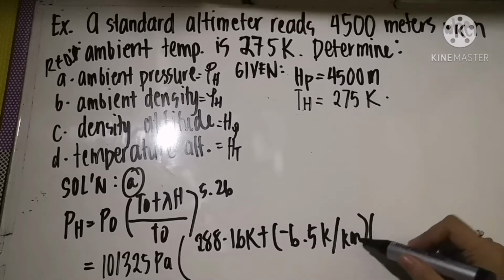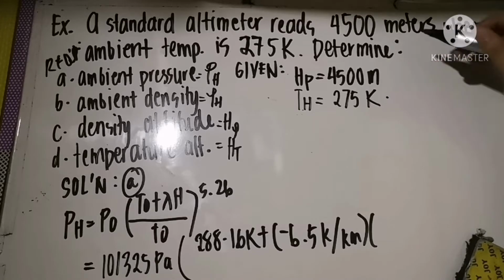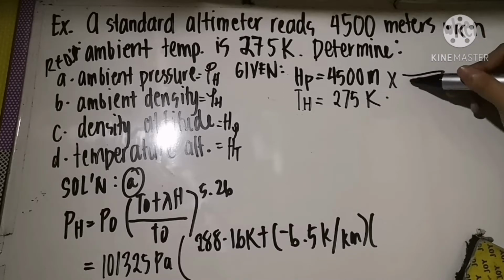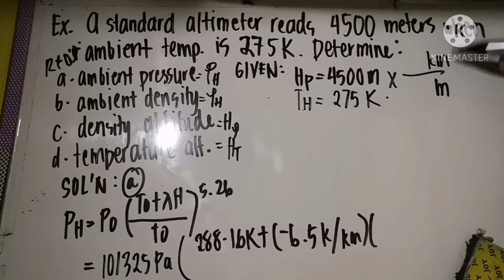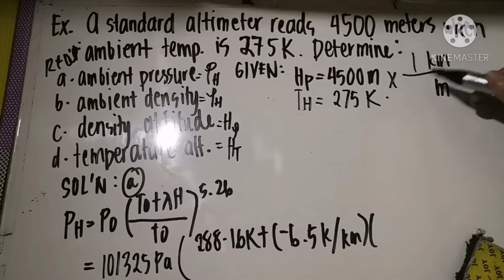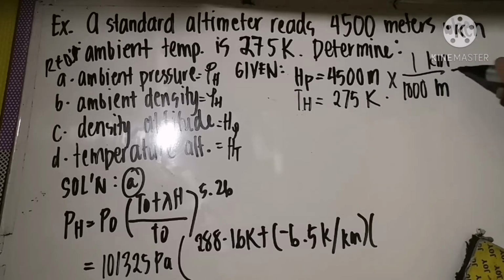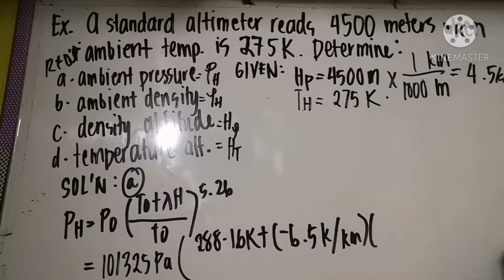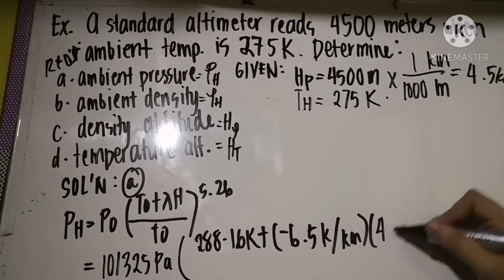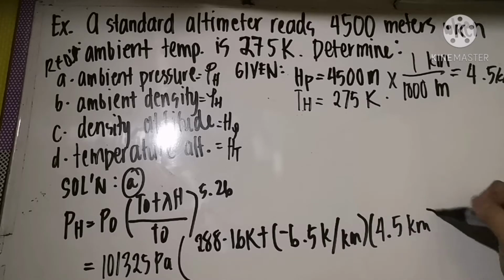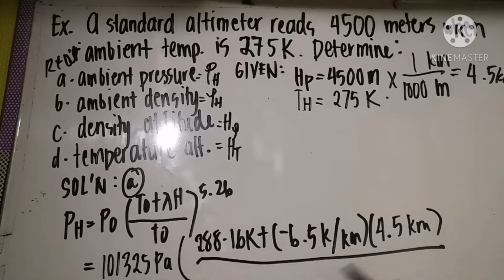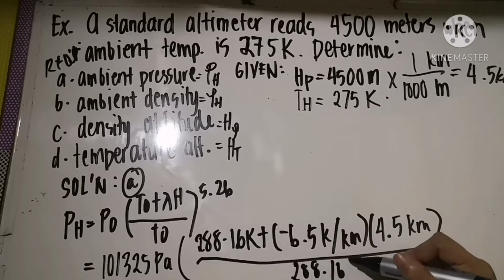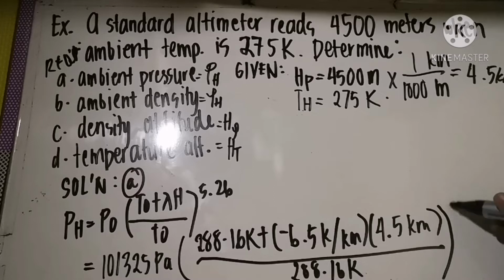So, para makancel yung kilometers, kailangan natin gawing kilometers to meters. So, times meters sa baba, kilometers sa taas. 1 kilometer is equivalent to 1,000 meters. Therefore, ang magiging kilometer mo ay 4.5 kilometers. Yun yung magiging pressure altitude mo. So, we'll write it here, 4.5 kilometers. And then, sa ilalim mo will be temperature at SSLC na 288.16 Kelvin. Okay, don't forget to add the exponent, which is 5.26.